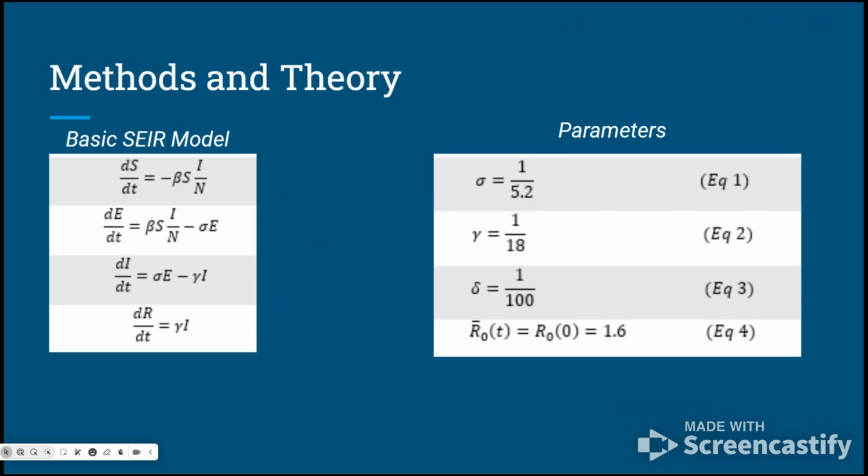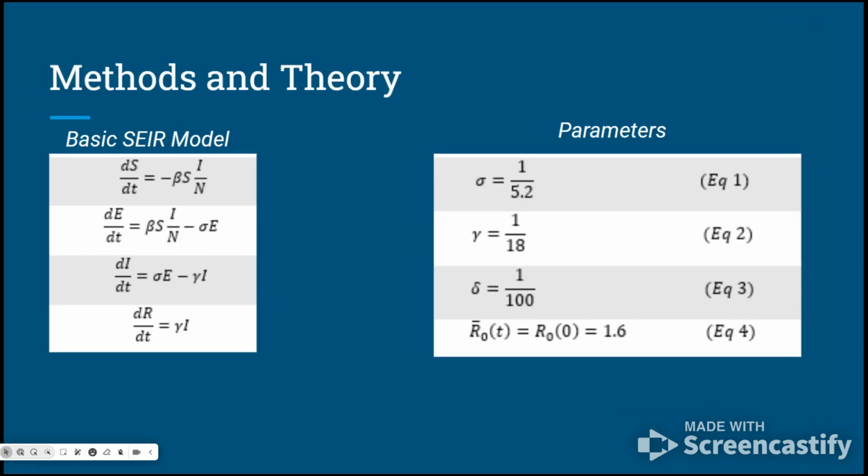This is the basic SEIR model and the parameters that we used on this project. These were obtained from quantecon.org. Beta is the rate of prolonged contact between individuals if one is infected. Sigma is the infection rate, and gamma is the recovery rate. The first equation in the basic model represents the flow of individuals from susceptible to exposed.